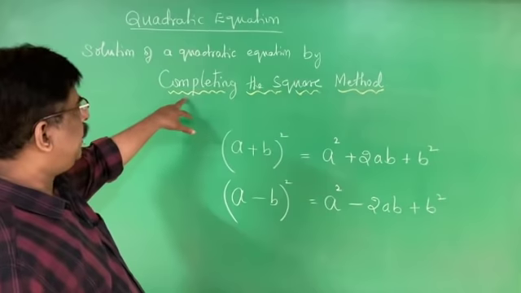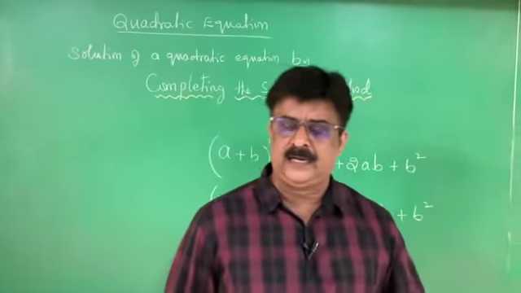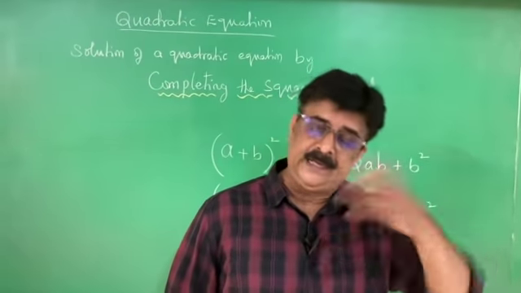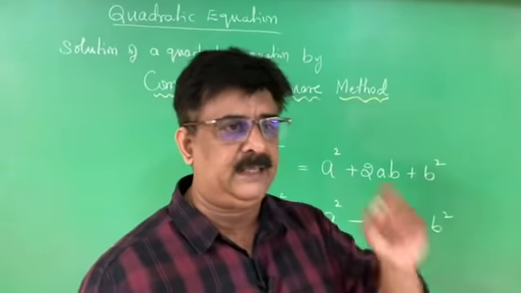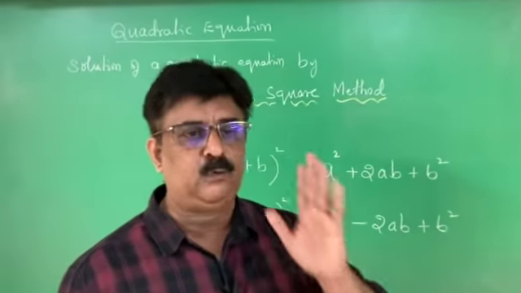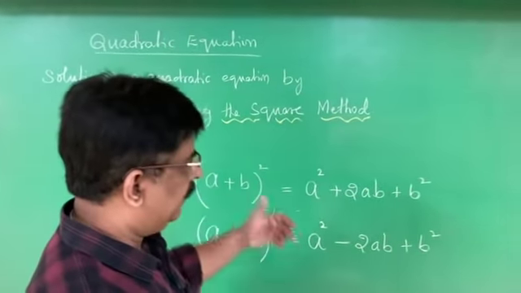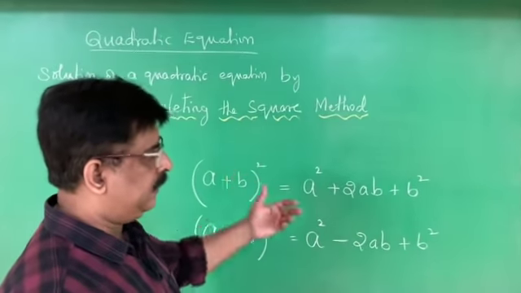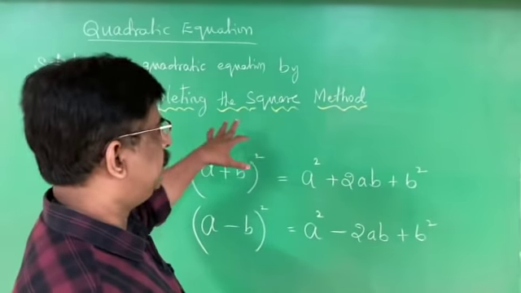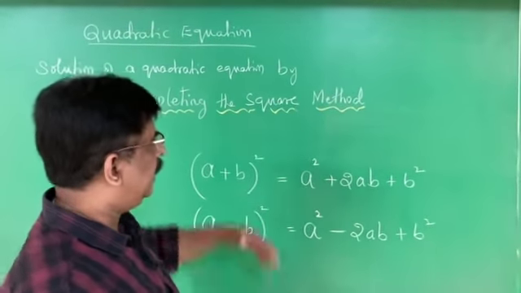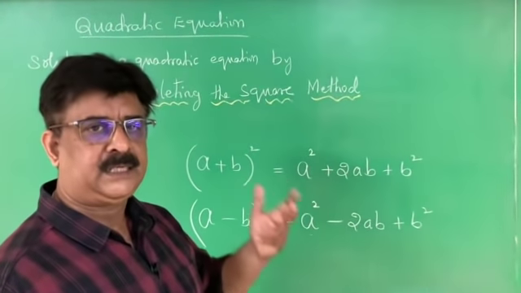The advantage of completing the square method is we can find the solution of a quadratic equation of any kind. For example, in the case of factorization, we can find the roots of the quadratic equation if the roots are real roots. But in the case of completing the square method, we can find the roots even if the roots are imaginary. This method is a very advanced method, and it was developed by an Indian mathematician named Sridharacharya.